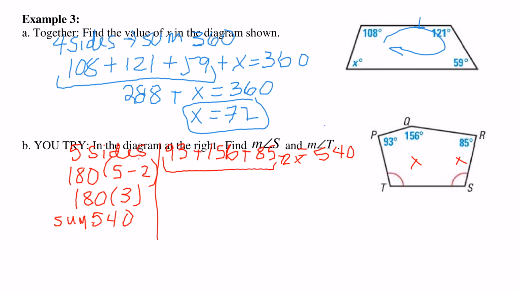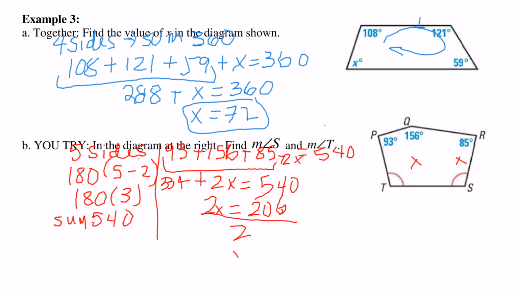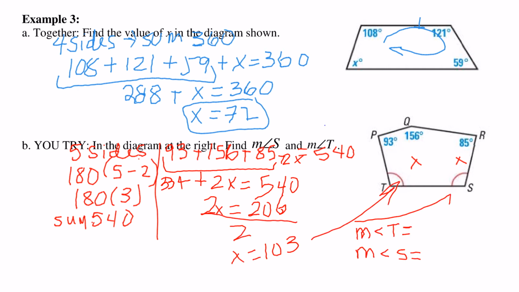So once you combine your like terms together right here, you should end up with 334. And then once you move your 334 over, you end up with 2x equals 206. And then when we divide both sides by 2, we end up with 103. Since in the end they want the measure of angle S and angle T, since I labeled those as my x, that's what they both equal, is 103.